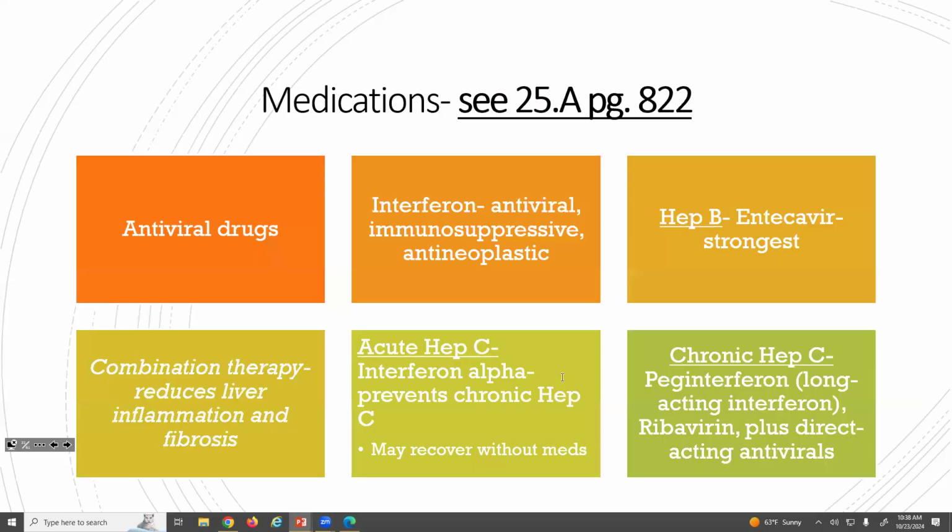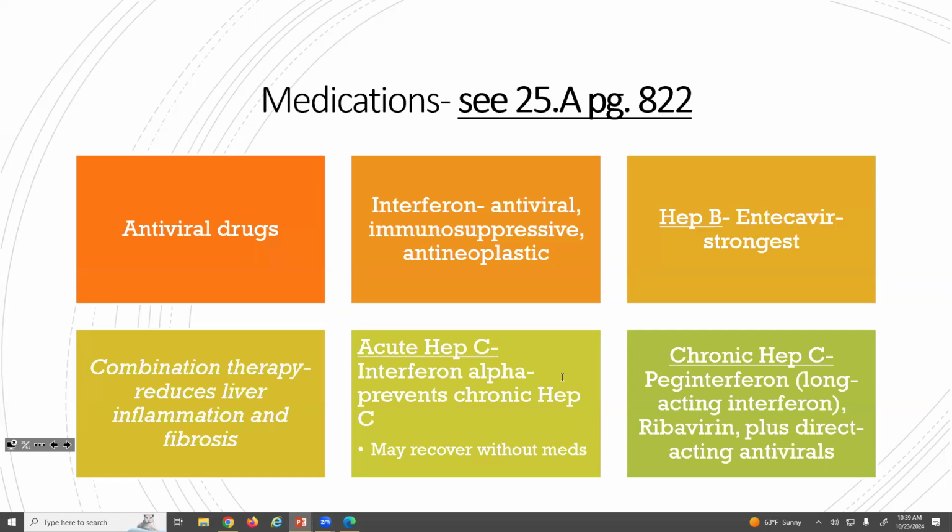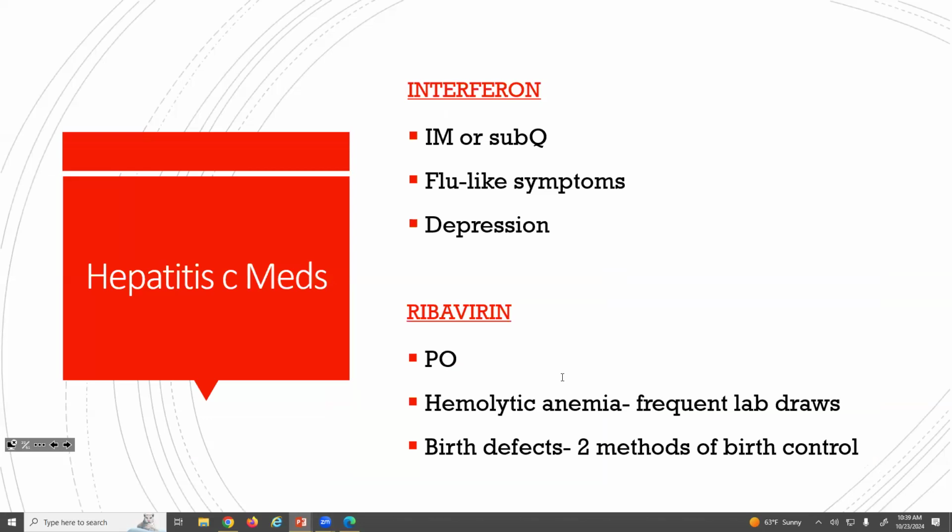Interferon, that's listed here, that's why I didn't go super in depth, is for your acute hep C. Okay, this is going to help try to prevent that chronic hepatitis C. But again, from the video, do people always know when they first get hepatitis C? Not always, right? So it's good to try to catch it early. Okay, and we can give them this interferon, which is IM or sub-Q. It's going to cause some flu-like symptoms. Okay, it's also been linked to cause some depression.